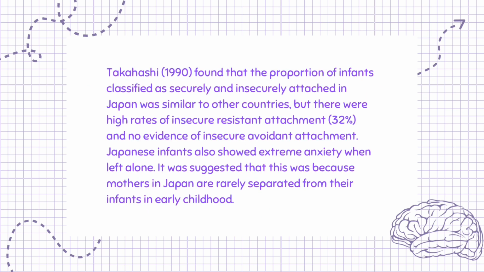Takahashi, 1990, found that the proportion of infants classified as securely and insecurely attached in Japan was similar to other countries, but there were high rates of insecure resistant attachment, 32%, and no evidence of insecure avoidant attachment. Japanese infants also showed extreme anxiety when left alone. It was suggested that this was because mothers in Japan are rarely separated from their infants in early childhood.